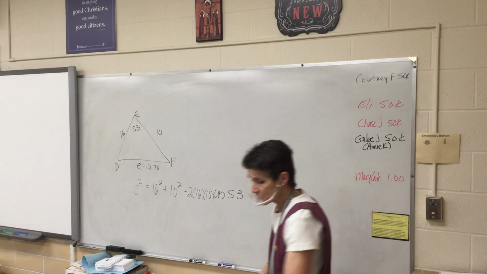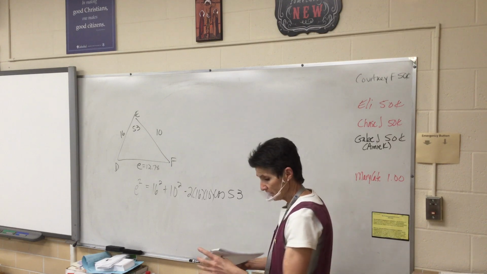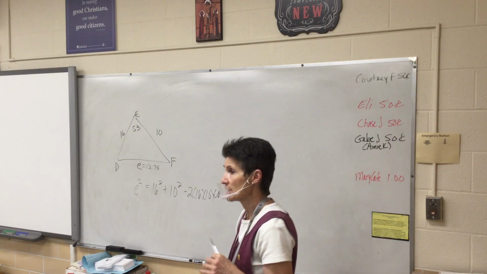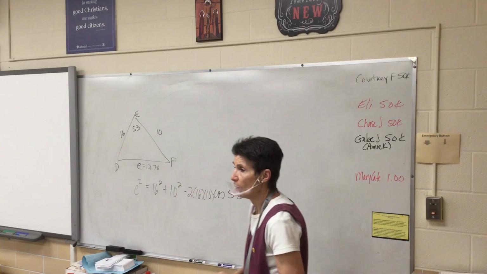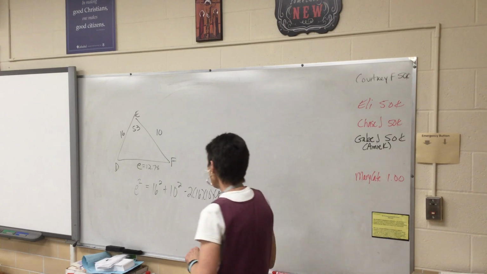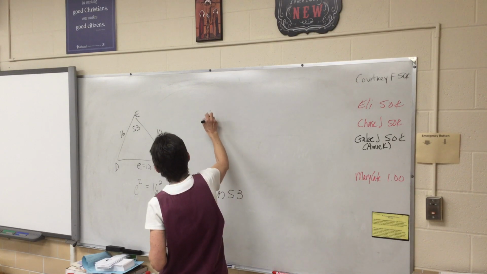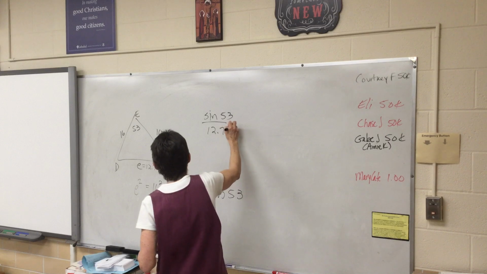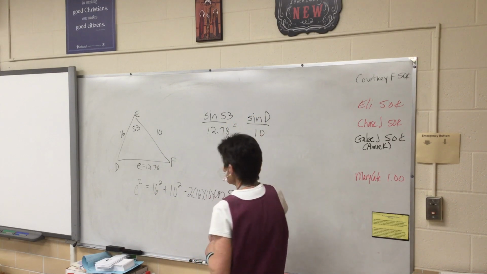Okay, now the answer blanks are there to remind you you're not done yet. You have found little e, so you can fill in that blank, but you still have to fill in those other blanks. So what are we going to do to continue on with the problem? Law of sines. Now we're going to do the law of sines. So we can say sine 53 over 12.78 equals sine d over 10, for example.